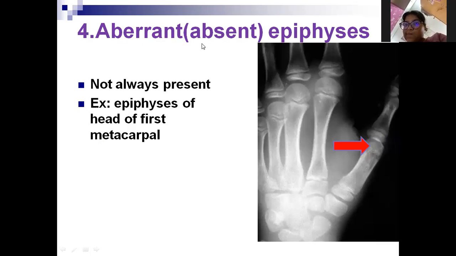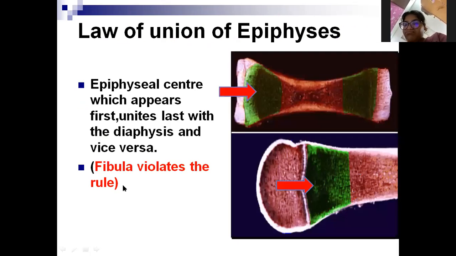Now the last one we have is aberrant or absent epiphysis, not always present. That means epiphysis is not there, basically for the head of the first metacarpal.